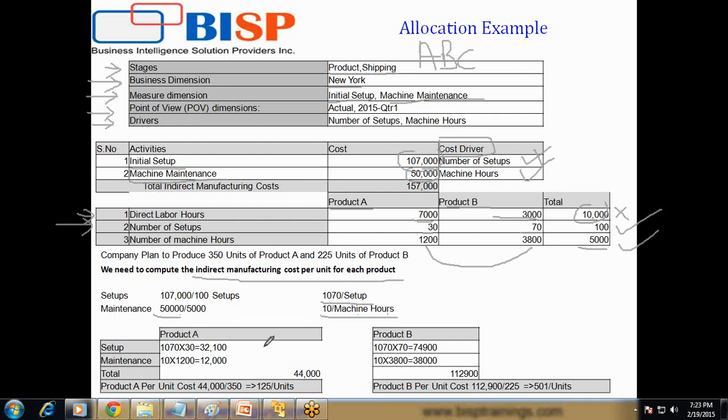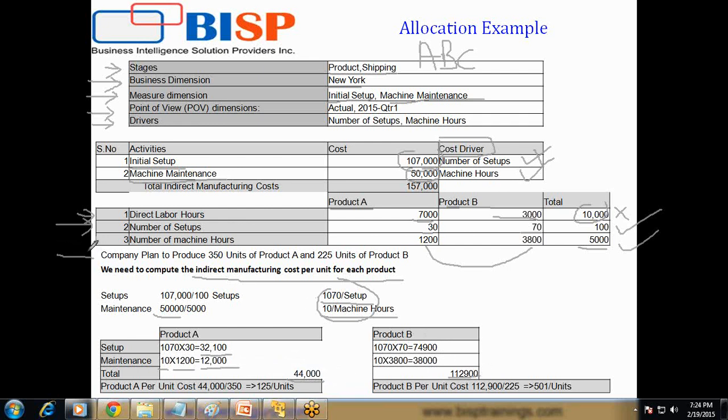Let's see with respect to product A and product B. This is what we found for total. With respect to product A, I'll calculate the unit cost. I'll multiply the setup cost for the individual product by 30 units for product A, 32,100, and machine maintenance 10 per unit, and total units are 1200, so 12,000. Similarly for product B, I calculate the setup cost and maintenance cost. So I get the total cost of product A and the total cost of product B.